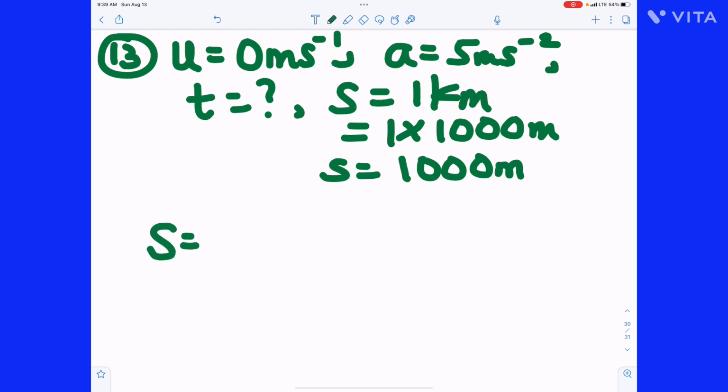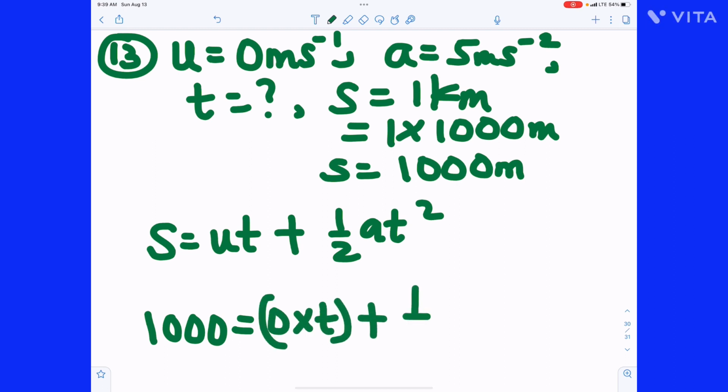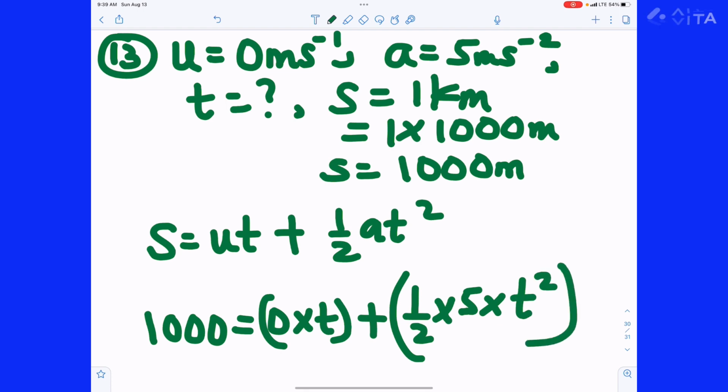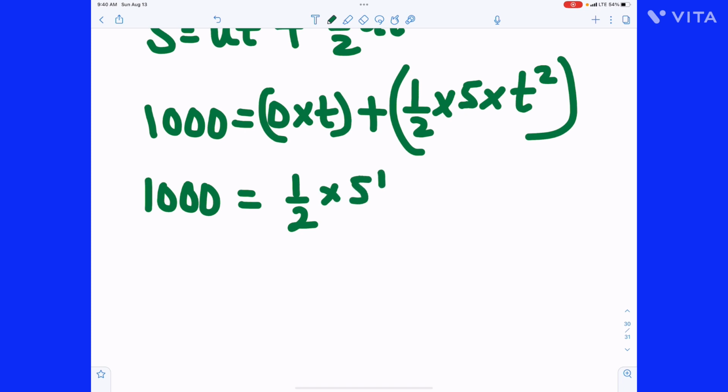That's the third equation of motion. S is UT plus half AT squared. Distance in this question is 1,000 meters. UT will be 0 times T because the body started from rest, plus half times A, that's half times 5 times T squared. Is that clear? So that gives you what? 1,000 is equal to, this will disappear. 0 times T will not be part of our answer again. 0 times T is 0. Half times 5T squared.